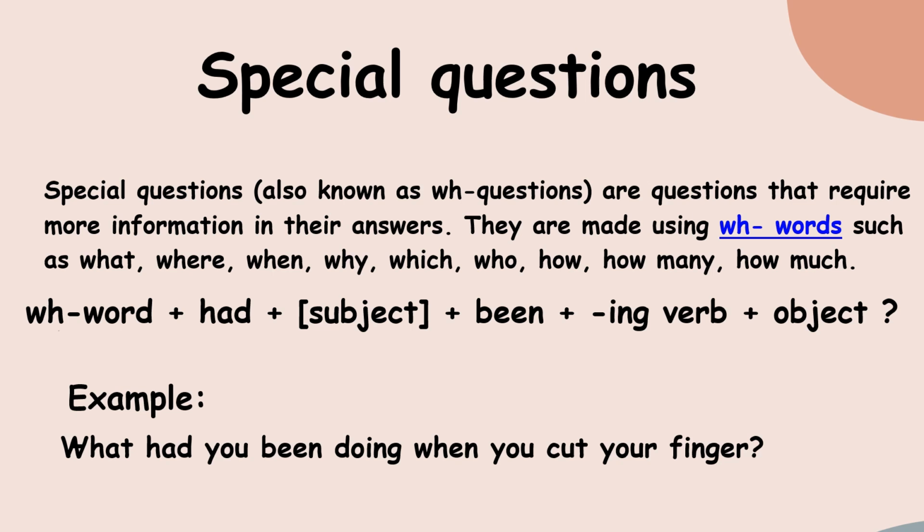First of all, the WH word, then had, subject, been, the ing form of the verb, then the object. So with a WH word, like: what had you been doing when you cut your finger? This question requires more information, so these are called special questions.